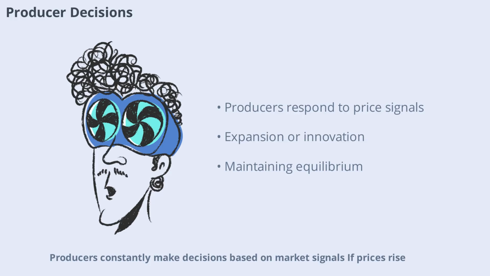Producers constantly make decisions based on market signals. If prices rise, they may invest in expanding production. If prices fall, they might scale back or innovate to reduce costs. These decisions help maintain equilibrium by adjusting supply to match demand. Understanding producer behavior is key to predicting market trends and ensuring stability.